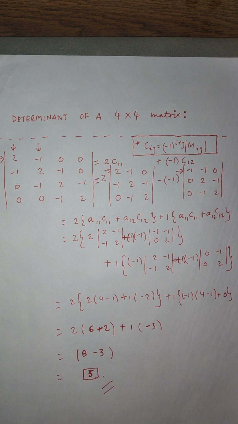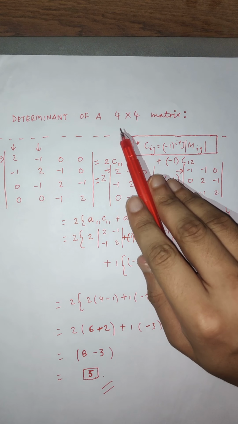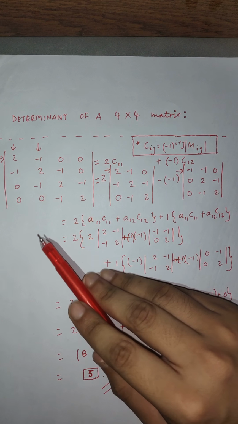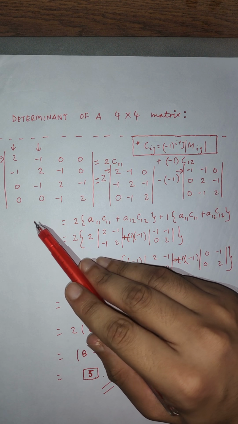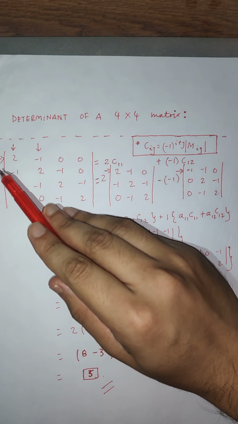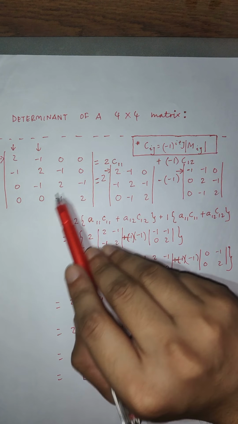Hello, here's an example on how to find out the determinant of a 4 by 4 matrix. We have this 1 2 3 4 by 1 2 3 4 matrix.